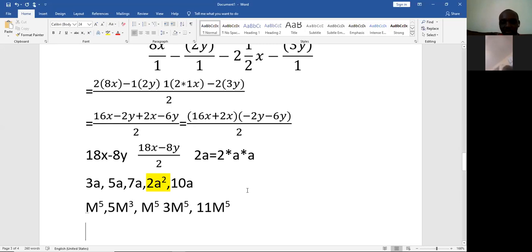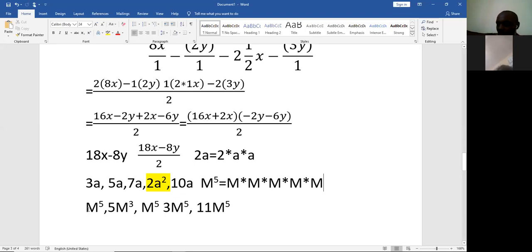So m to the power 5, this is what it means. It means m multiplied by itself 5 times. So it is m multiplied by m multiplied by m multiplied by m multiplied by m. So it is m multiplied by itself 5 times. Now look at this m here. m to the power 3 is m multiplied by itself 3 times.